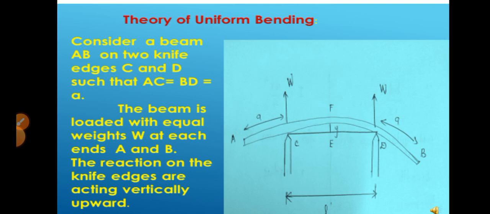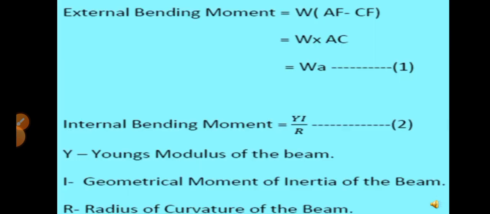So considering the theory, we are taking a beam and it is kept over the knife edges. Here CD represents the knife edge, so that AC is equal to BD. The beam is loaded with equal weights W at each end, and the reactions on the knife edges are acting vertically upwards. So here the external bending moment is W into (AF minus EF), that is equal to W into AC. So that's W into A.